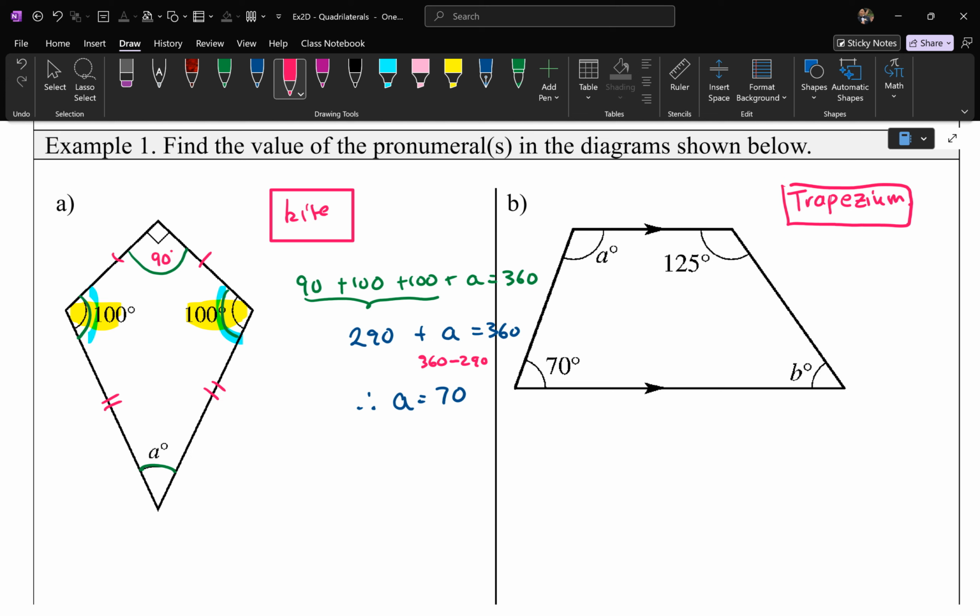Shh. Please don't speak while I'm speaking. So, first identifying, looking at the symbols. If you only see one pair of parallel lines, that's a hint. It is a trapezium. Next one.